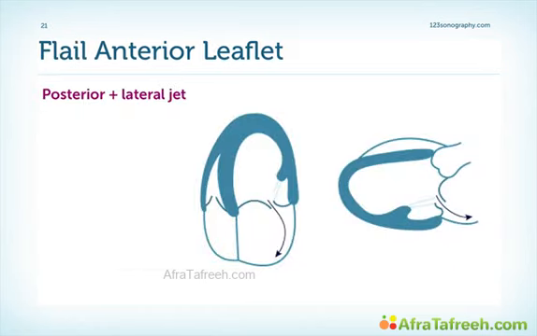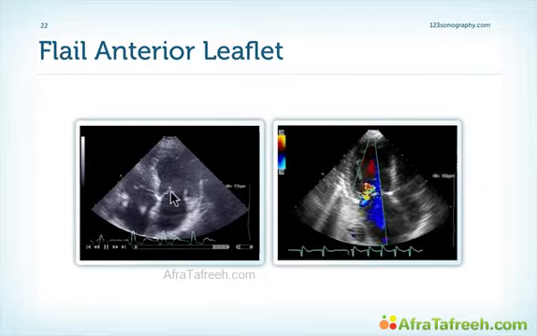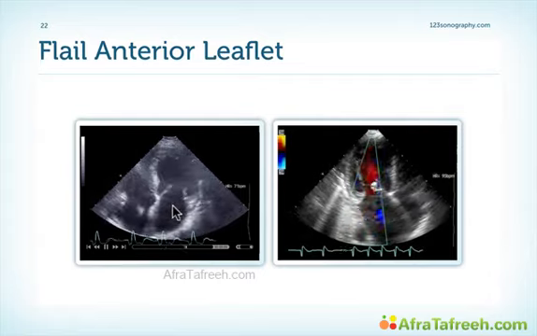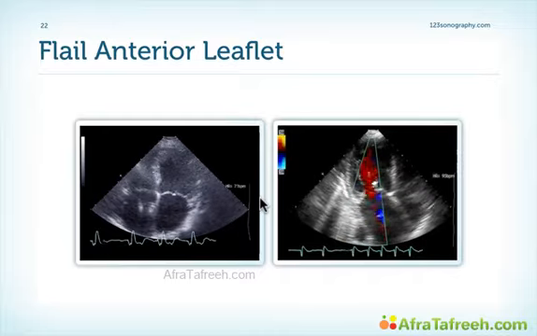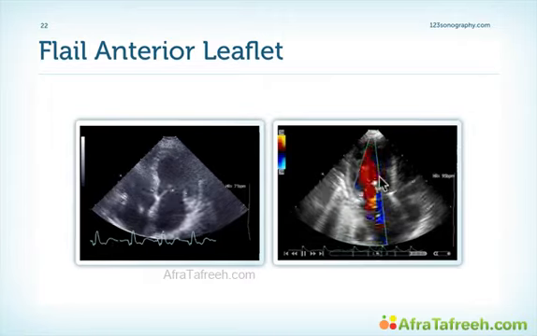Very similar jet direction if we have a flail anterior leaflet, so lateral and posterior. Here's an example. Flail leaflet of the anterior leaflet. Actually very difficult to diagnose, but we talked about the difficulty and how subtle these changes can be in flail leaflet. And here we have significant regurgitation with a jet that is directed posterior.